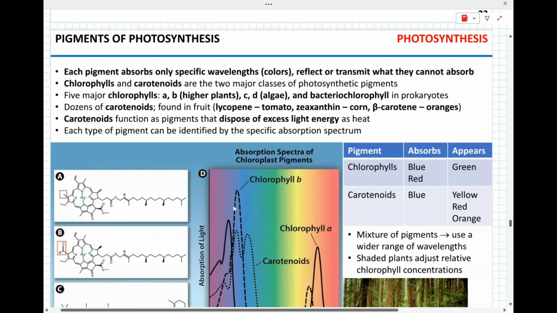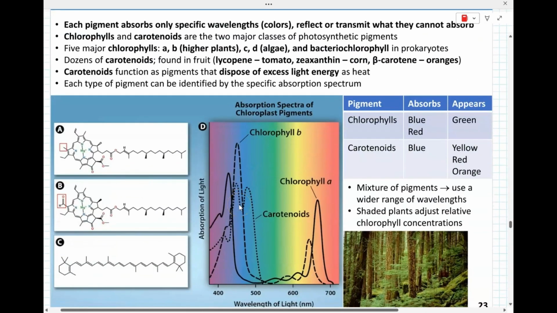In photosynthesis, each pigment absorbs only a specific set of wavelengths. And the wavelengths that they cannot absorb, the pigments will reflect or transmit. Two pigments that we are interested in here are chlorophylls, shown in the image as A and B, and carotenoids.